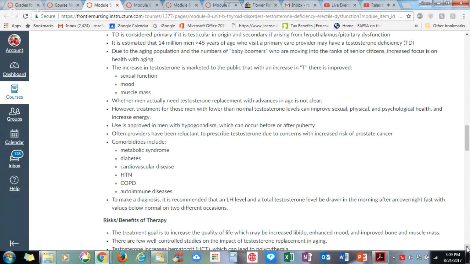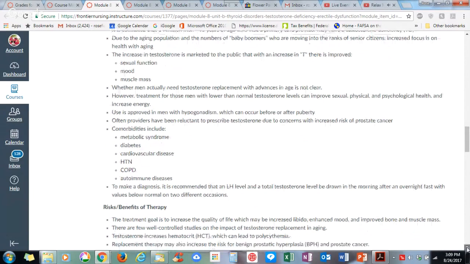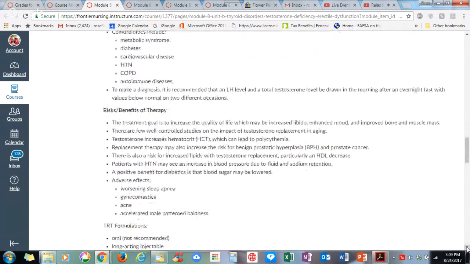Comorbidities include metabolic syndrome, diabetes, cardiovascular disease, hypertension, COPD, autoimmune diseases. To make a diagnosis, it is recommended that an LH level and a total testosterone level be drawn in the morning after an overnight fast, with values below normal on 2 different occasions.